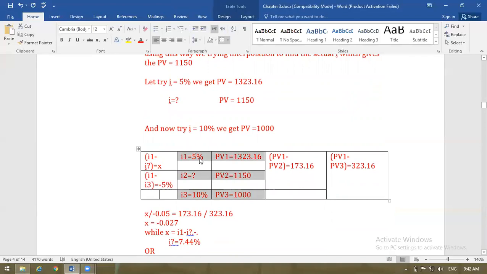So by using this information in the table, first of all I write the first interest rate, 5%. At that 5%, the bond present value is 1323.16. And then I try the second interest rate, 10%. At 10%, the present value of the bond is 1000. And between these two, 5% and 10%, the interest rate at which the present value will be 1150 lies in between these two interest rates.